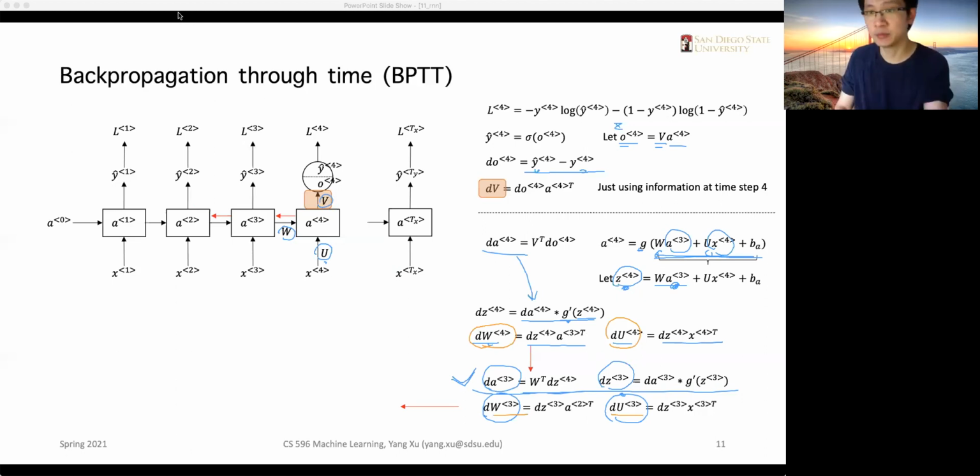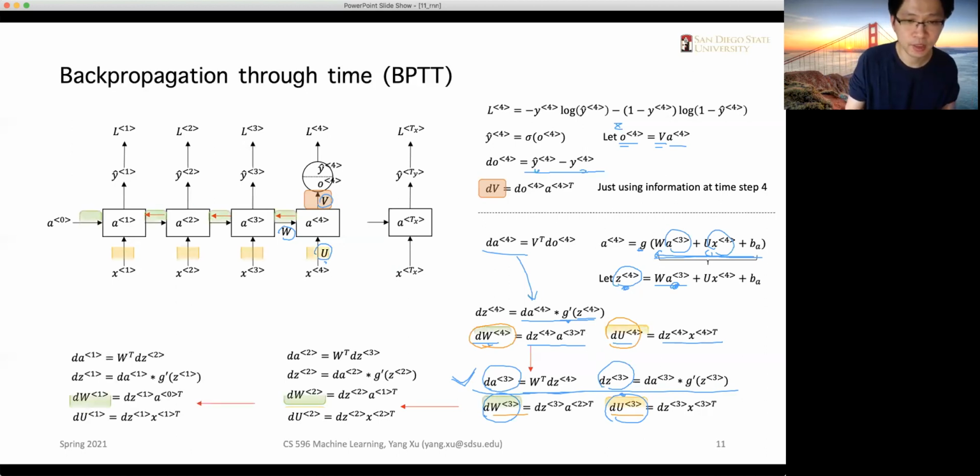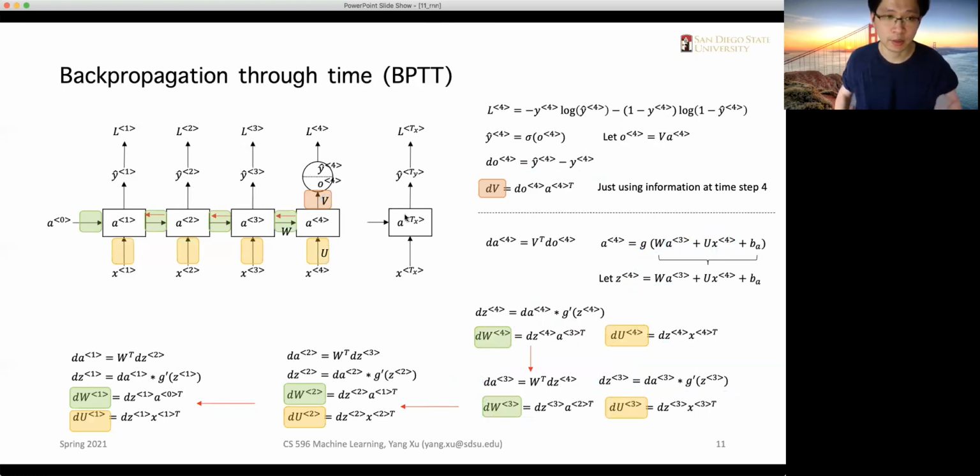So we need to collect them eventually. So let's further backprop through time. We will have the dW and dU at the second time step and at the first time step. Okay, so all these places that I marked in the same color actually need to be collected and combined, because for example, the green one refers to the gradients for W, right? It's the gradients for W.